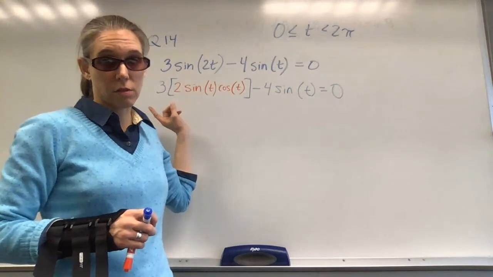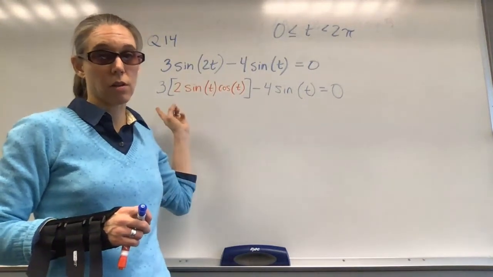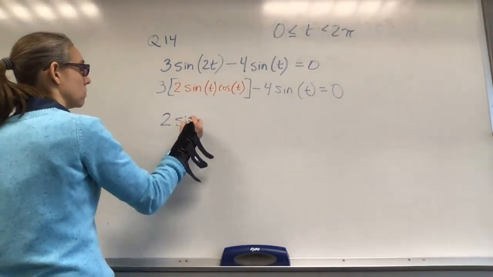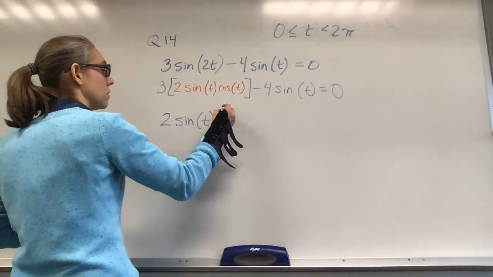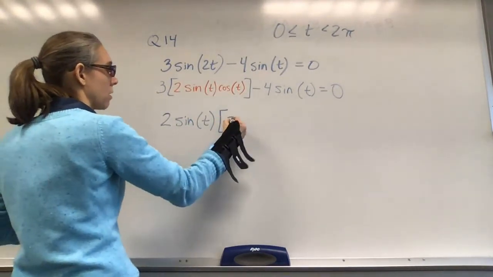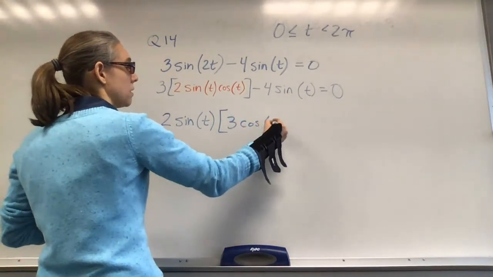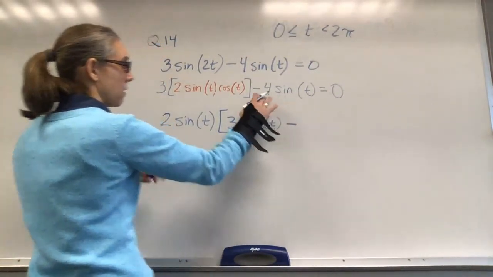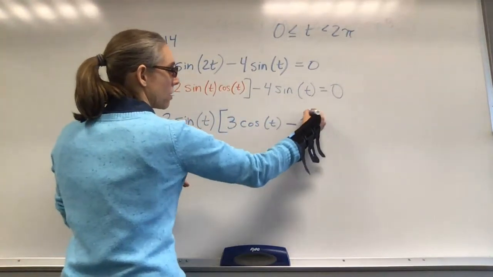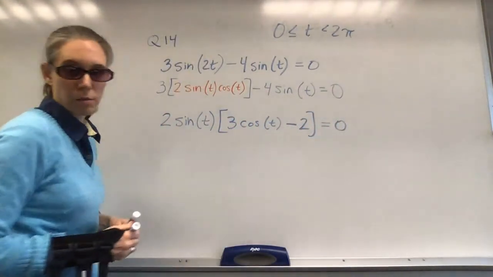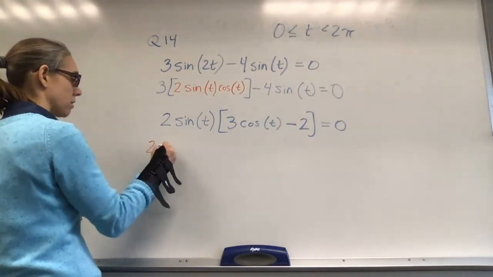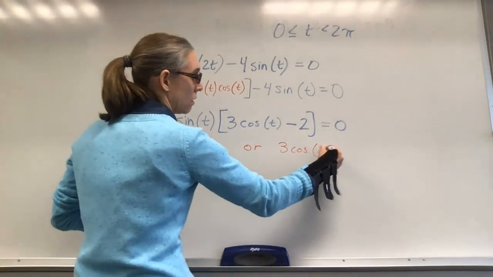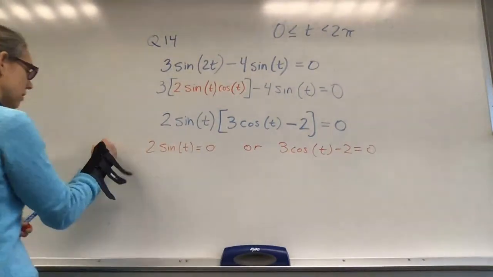So the GCF is going to be, let's see, I have a 6 and a 4, right? So 2 sine t. So for my first factor, I'll end up with a 3 cosine t, because this product is 6 sine t cosine t. And then factoring out a 2 sine t here, I just have a 2 left. So now zero factor property says that I'm going to have 2 sine t equals 0, or 3 cosine t minus 2 equals 0.